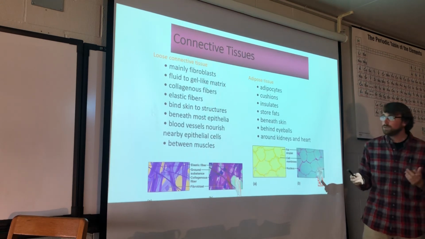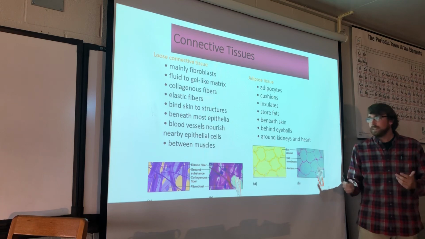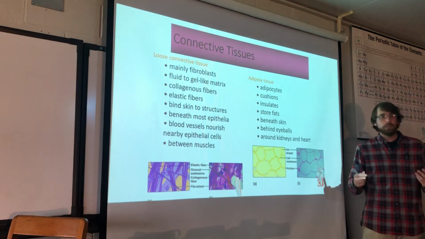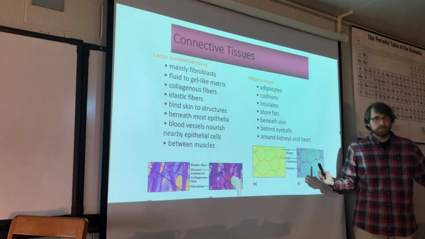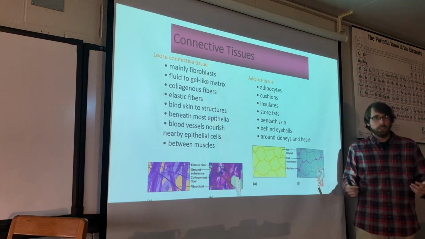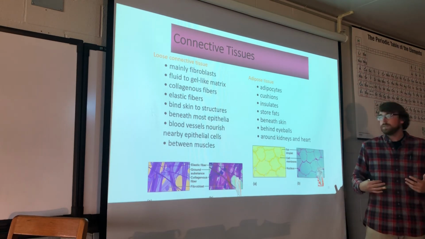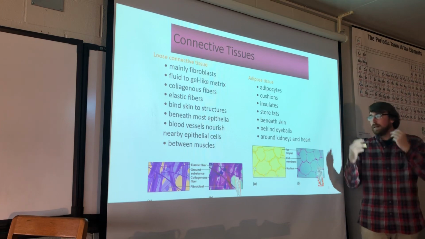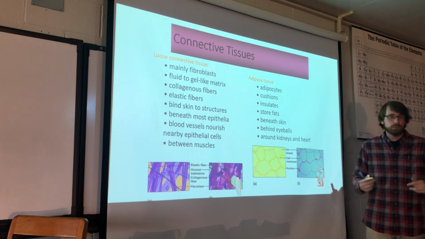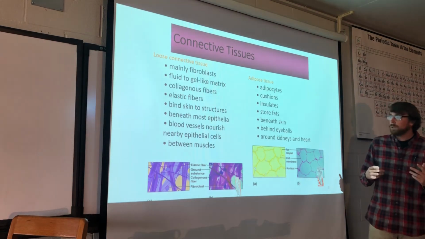So your adipose tissue has a variety of functions. It cushions, it insulates, it stores fat, which before the modern era of supermarkets and fast food, it was important that humans were able to store calories on our bodies. We find this beneath the skin, behind your eyeballs, around your kidneys, around your heart. Hopefully not too much around your kidneys and around your heart.